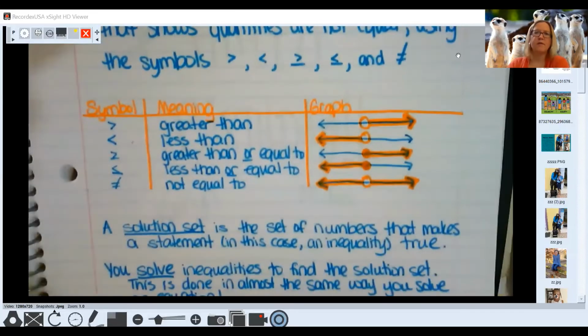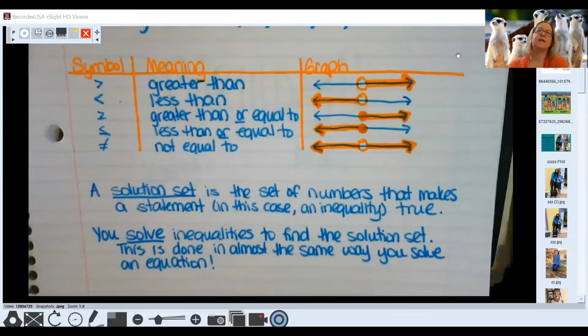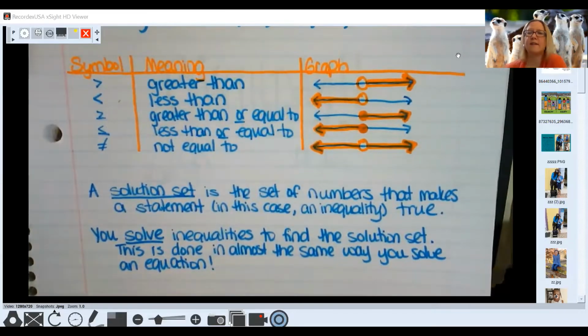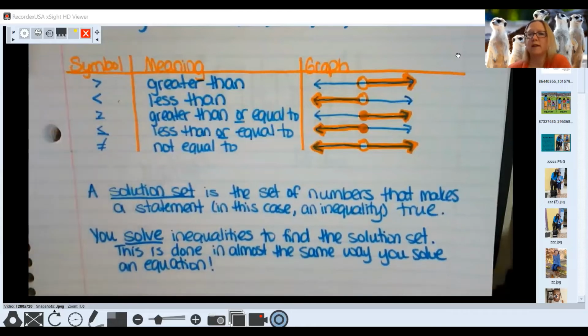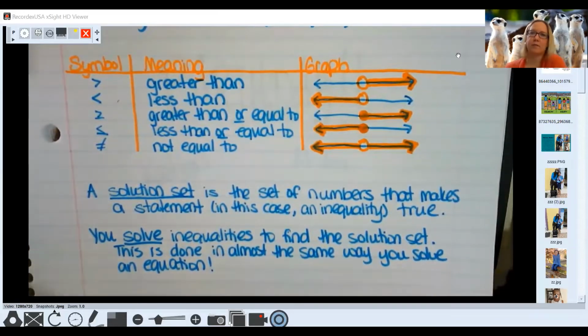All right, just a couple of other things you need to know. A solution set is the set of numbers that makes any statement, or in this case, we're looking at an inequality, true. So when we solve an inequality, which is what we're going to look at today, you're solving to find what that solution set would be. If you're given an equation, you're looking at typically just one solution. But with an inequality, you're looking for an entire solution set.